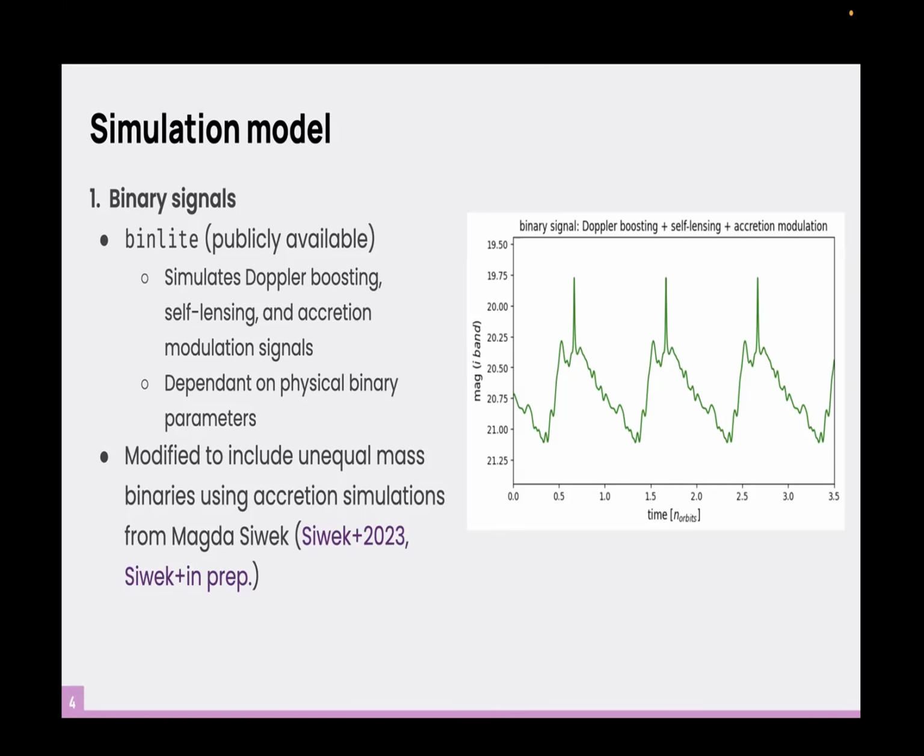So the plot over here shows all three of the signals exhibited simultaneously. So you can see the sharp flares are from the self-lensing, and then the overall sawtooth shape is from the Doppler boosting and the periodic modulation.